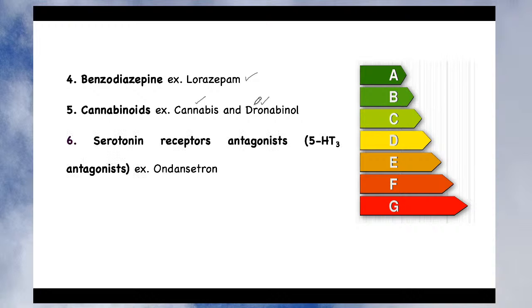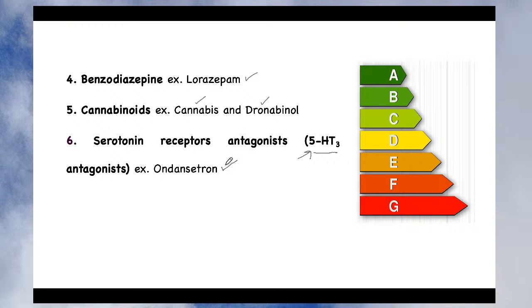The last category of synthetic drugs having this action is serotonin receptor antagonists. What is the chemical name of serotonin? The chemical name of serotonin is 5-HT, 5-hydroxytryptamine. Out of the different 5-hydroxytryptamine receptors, the action specifically on the 5-HT3 receptor is responsible for the anti-emetic action. A well-known drug belonging to this category is ondansetron.